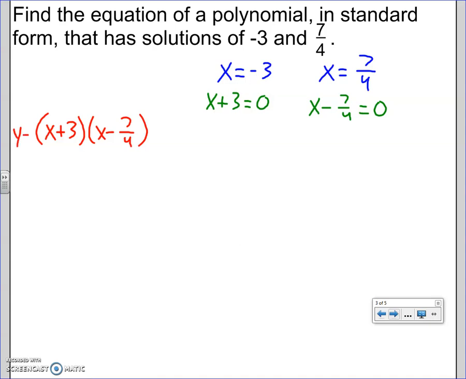Really, this is y equals. Alright, we're not allowed to have a fraction in there, so I'm going to move this denominator, this 4, to the front. So we write that as x plus 3 times 4x minus 7. I'm going to FOIL now.